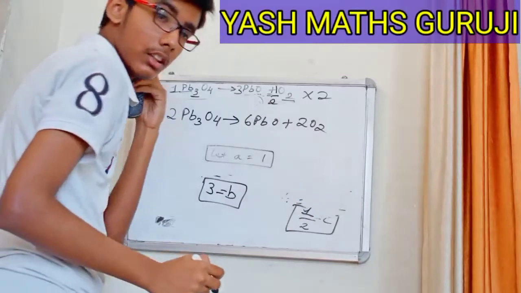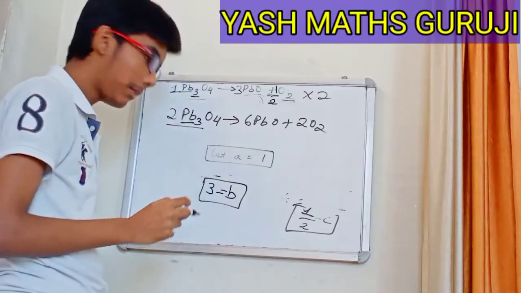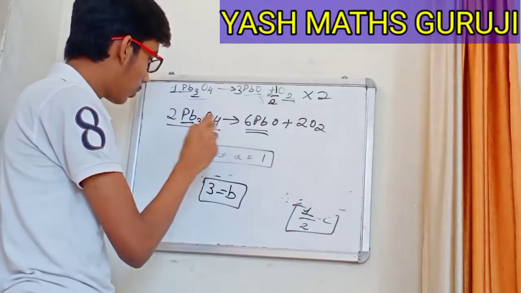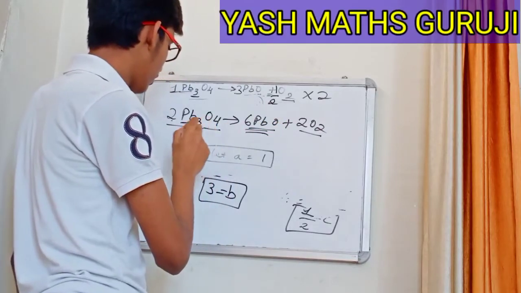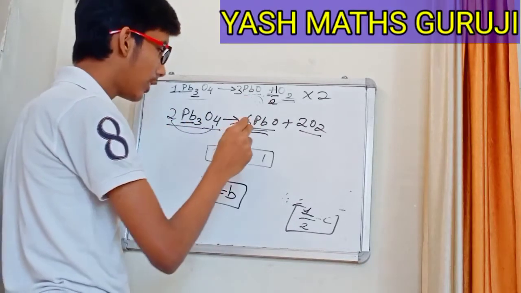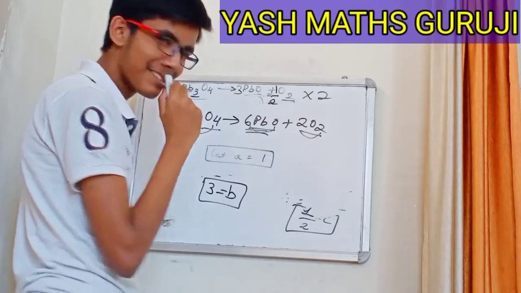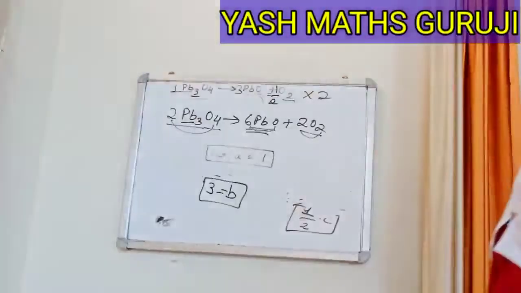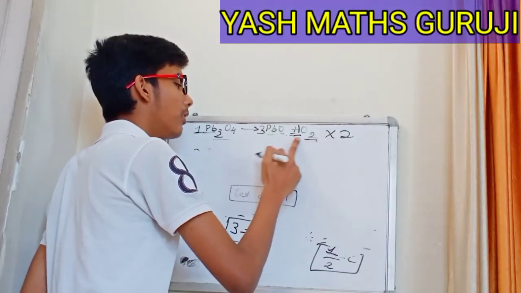So friends, our answer here is 2 Pb3O4. Here on the left hand side Pb is 3 into 2, 6 and here is also 6. Balance for O is 4 into 2, 8, and here is 6 plus 4. Sorry friends. So when we multiply half into 2, there will be 1.